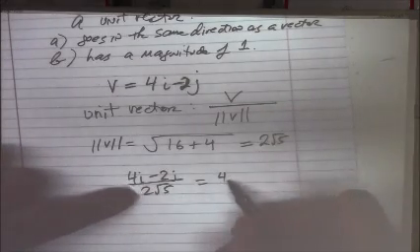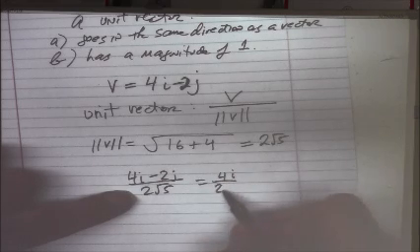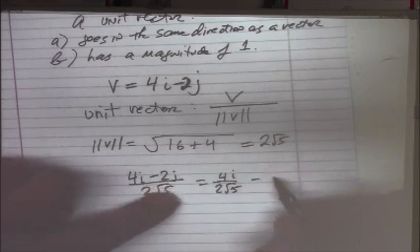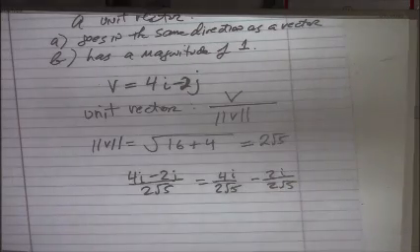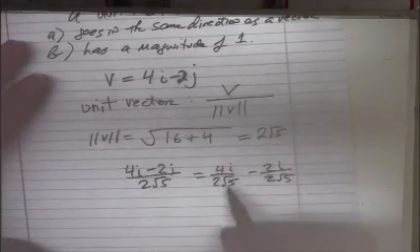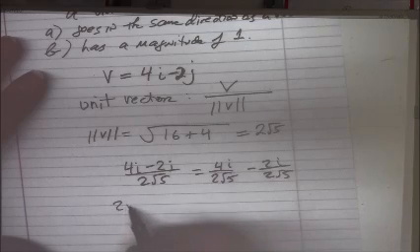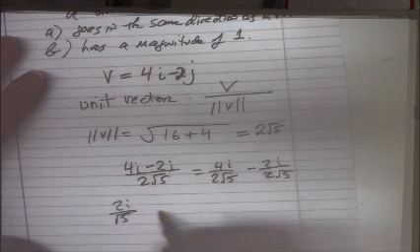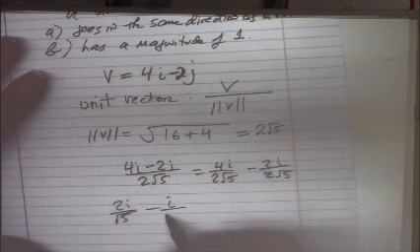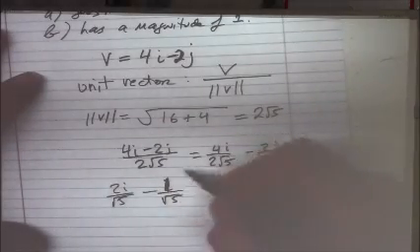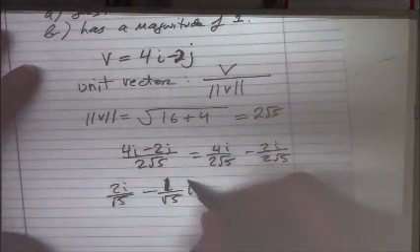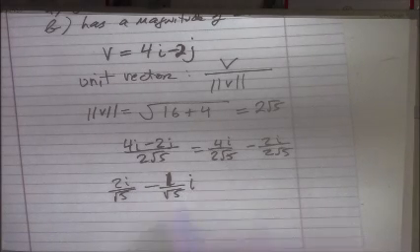So that means we have to do 4i over 2 root 5 minus 2j over 2 root 5, okay? And cancel the 2 into those, so we get 2i over root 5 minus j over root 5, or actually 1 root 5 over root 5 and j next to it, because it's the number and then the j.